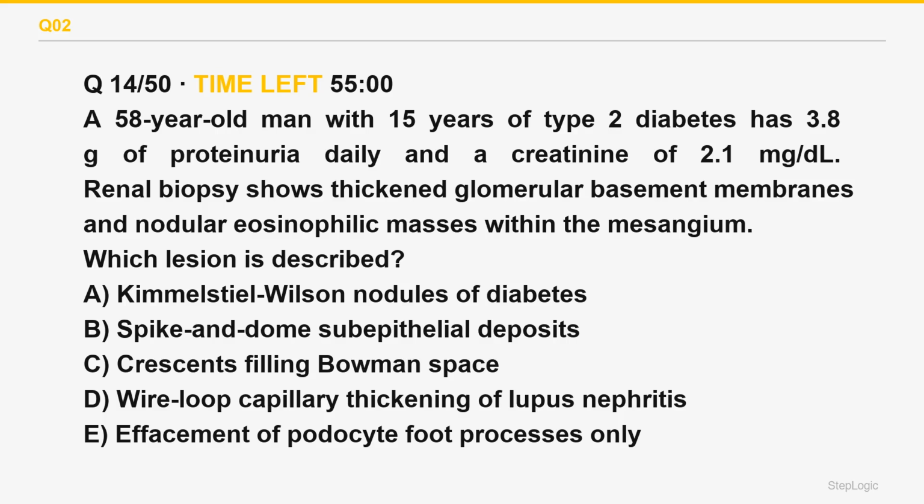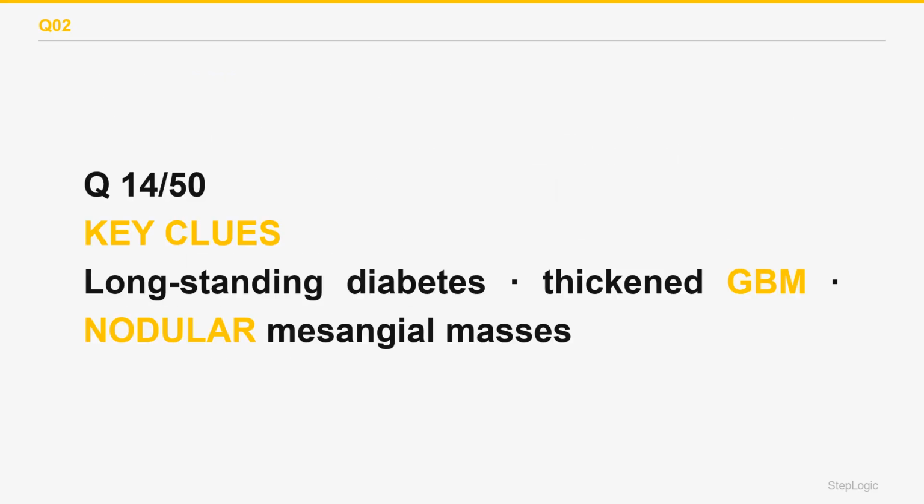Read the command. Which lesion is described? Nodular glomerular lesions are few, and each carries a specific name that appears verbatim in exam stems. Chronic hyperglycemia non-enzymatically glycosylates proteins in the glomerular basement membrane, causing progressive thickening and mesangial expansion. Over years, the mesangial matrix coalesces into rounded acellular eosinophilic nodules, Kimmelstiel-Wilson nodules, the histologic hallmark of diabetic nephropathy.